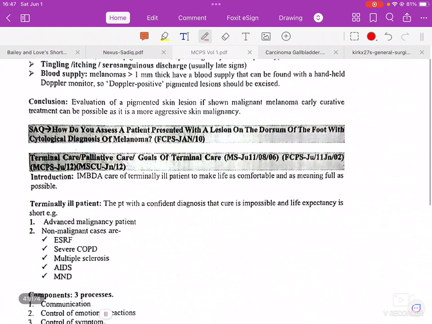Now another important topic, that is palliative care.